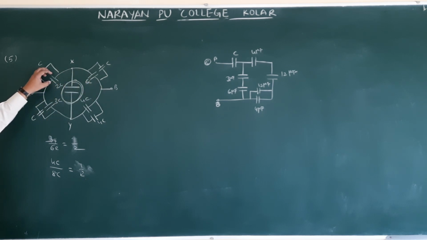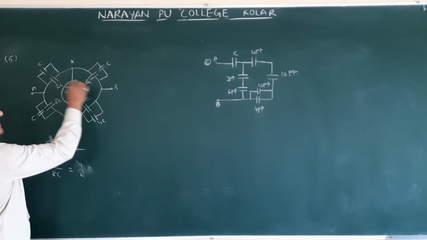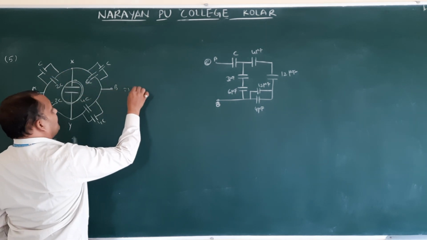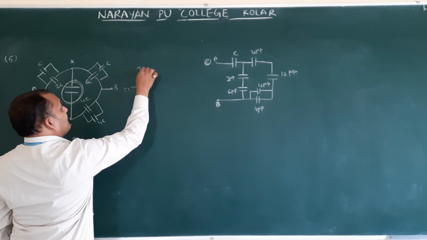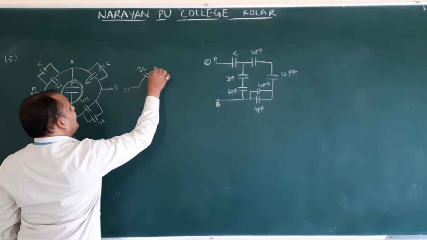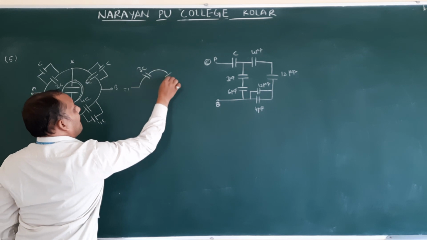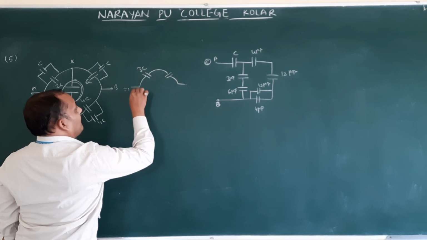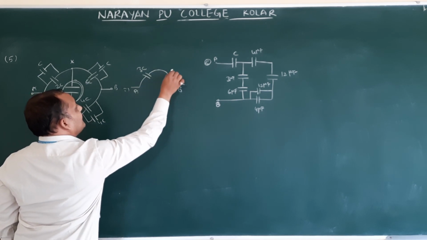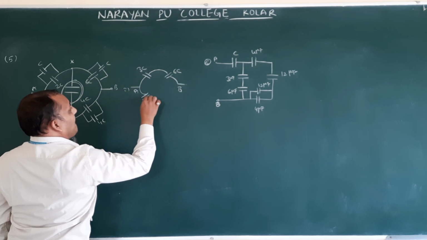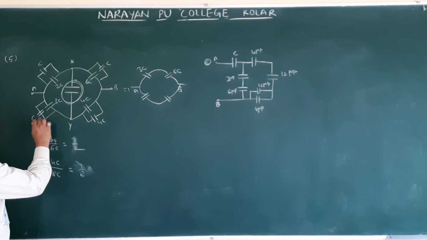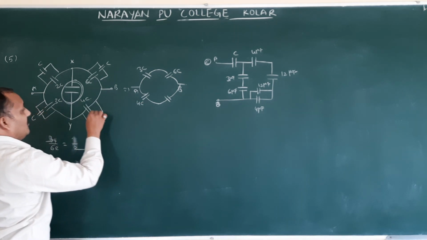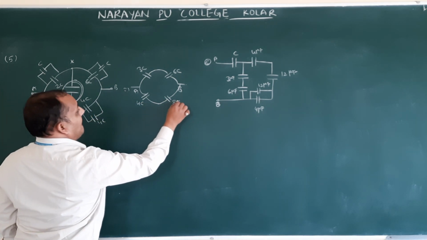Here how much is there? 3C. Here how much is there? 6C. So these two are in series. Correct? Next I am drawing here from A. I am starting. This is 3C. Here it is X. A, B. This is nothing but 6C. Next, here this one how much? 4C. This is nothing but 8C.